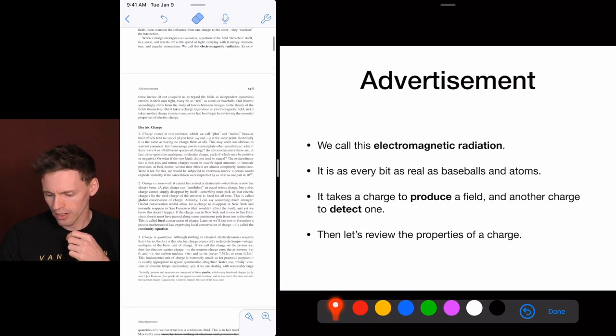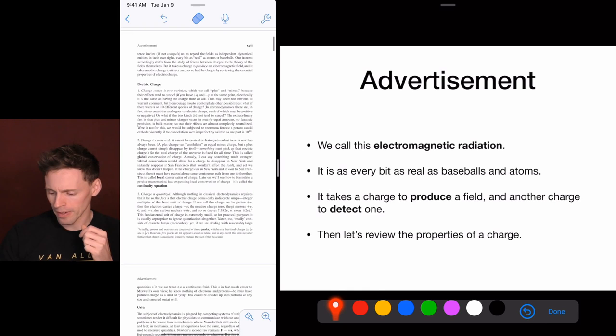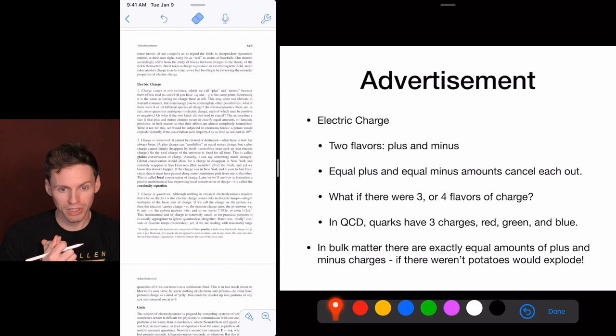So we have to understand the properties of a charge at this point to understand these fields. So what is electric charge? It comes in two flavors, plus and minus. If you have equal amounts of plus and minus charge, they cancel each other out. He says in the book, this might seem a little trivial to think about, but what if there were three or four flavors of charge? What if instead of plus and minus, there was plus, minus, and super minus, and super plus? There could very well be. The fact that there's just one plus and one minus is very interesting.